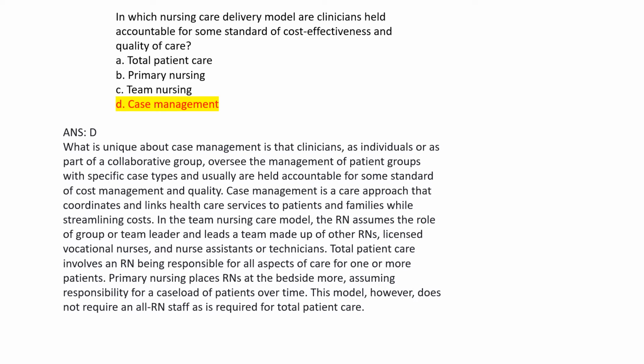In the team nursing care model, the RN assumes the role of group or team leader and leads a team made up of other RNs, licensed vocational nurses, and nurse assistants or technicians. Total patient care involves an RN being responsible for all aspects of care for one or more patients. Primary nursing places RNs at the bedside more, assuming responsibility for a caseload of patients over time. This model, however, does not require an all-RN staff as is required for total patient care.